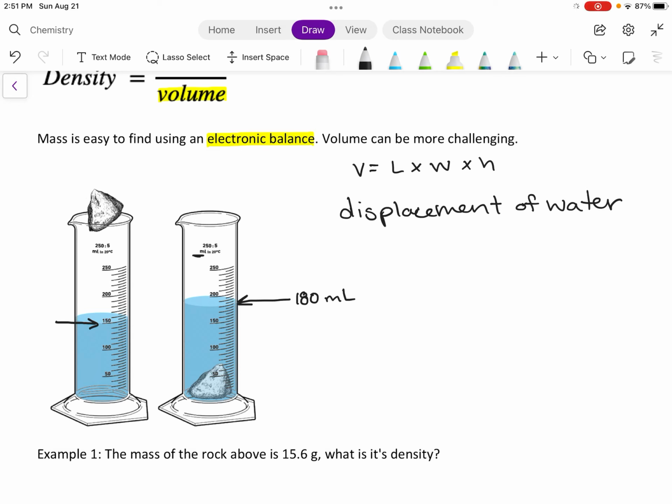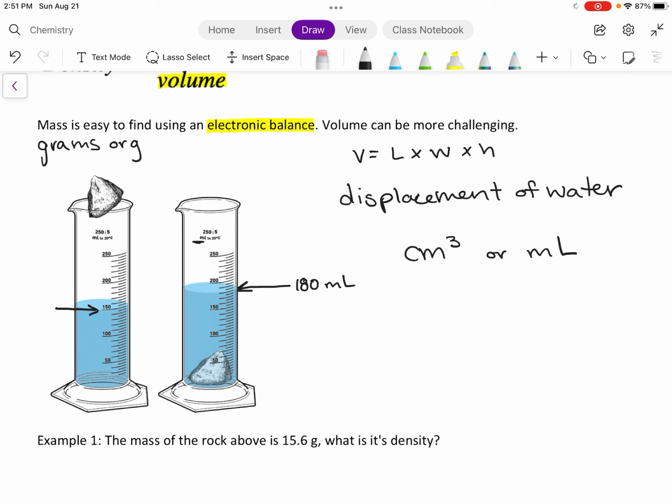So mass is pretty easy. You use grams, which is abbreviated with a G. But for volume, our units for volume can be measured in centimeters cubed if we have a regular shaped object, or milliliters if we have an irregular shaped object. And those are equal to each other, so you might see them used interchangeably.